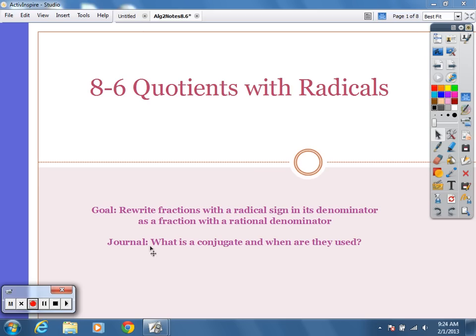Okay? So today what we're going to do is rewrite fractions with a radical sign in its denominator as a fraction with a rational denominator. So basically, we're going to take square roots out of the downstairs of fractions today. And here's a journal choice for you. What is a conjugate and when are they used?